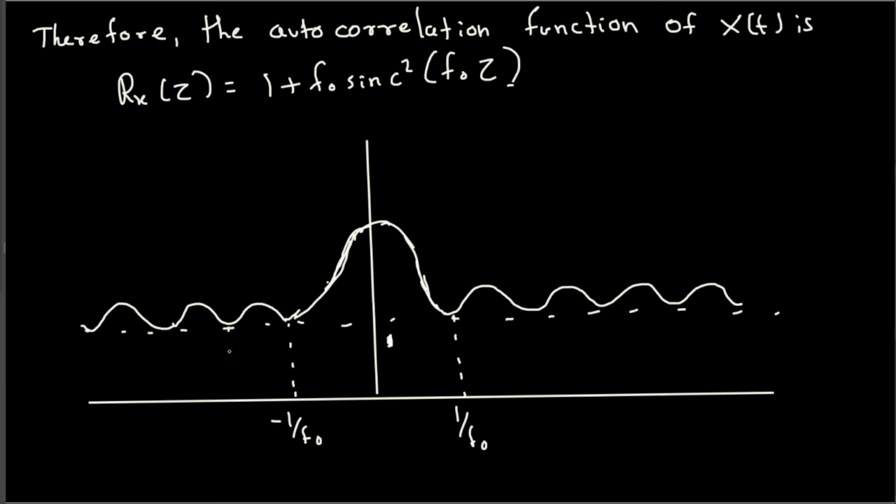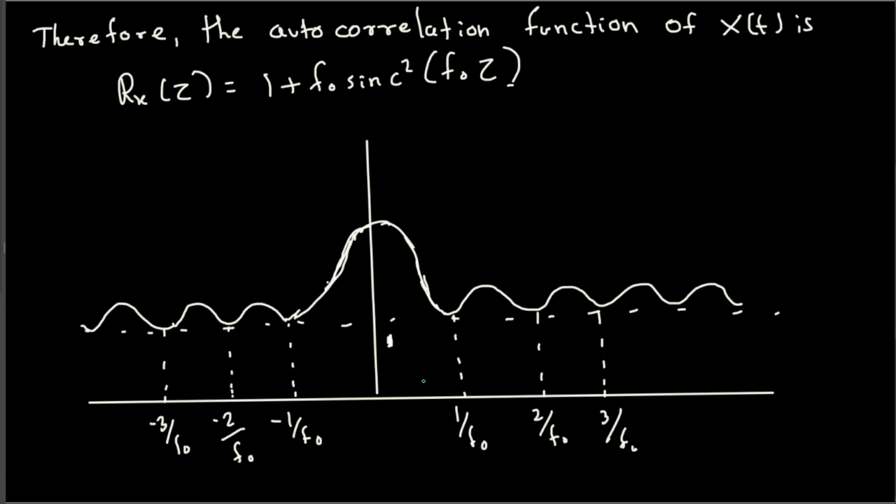and therefore each of them is just going to increase by 1, 2 over f0, and this is going to be minus 3 over f0, and so on. So 2 over f0, 3 over f0. Okay, and this is it for the A part of this question.